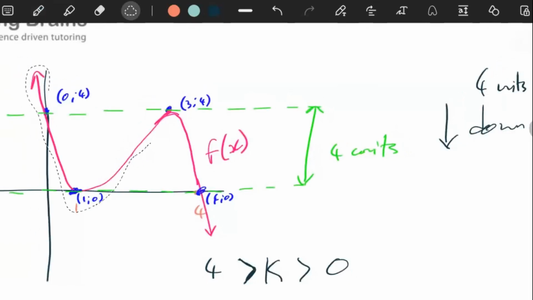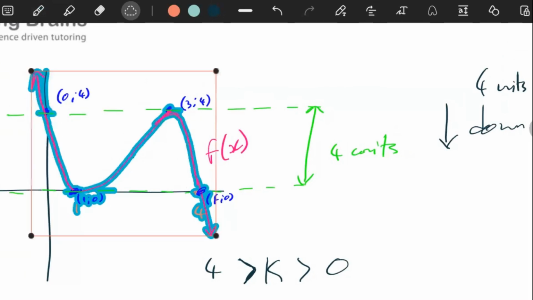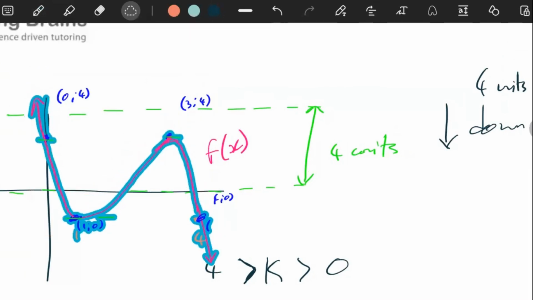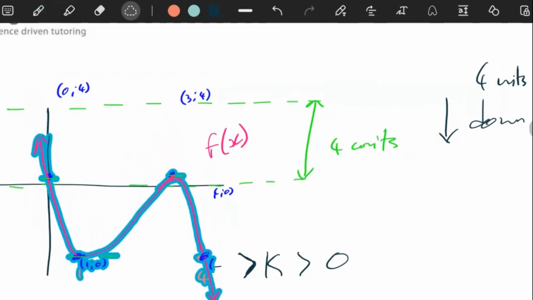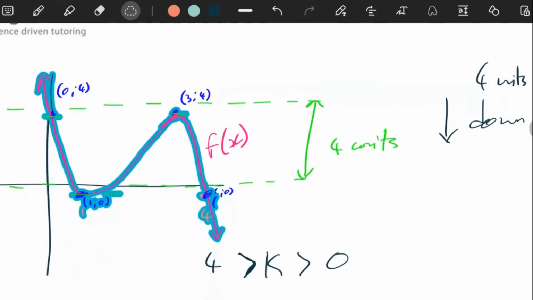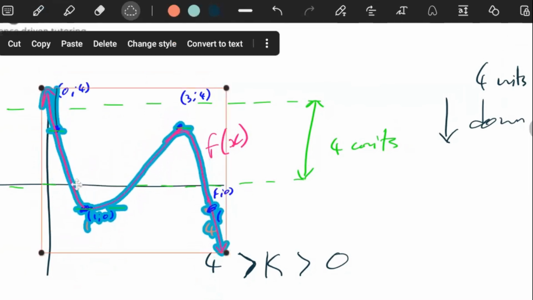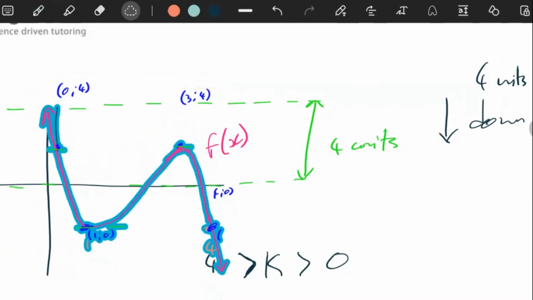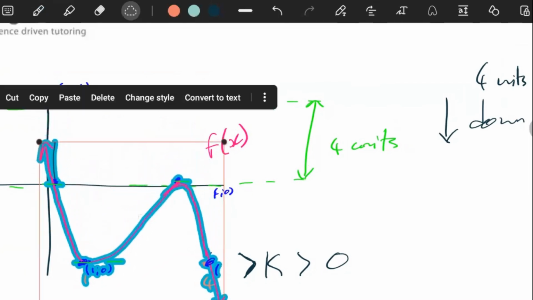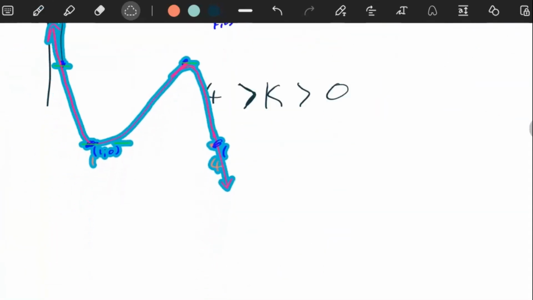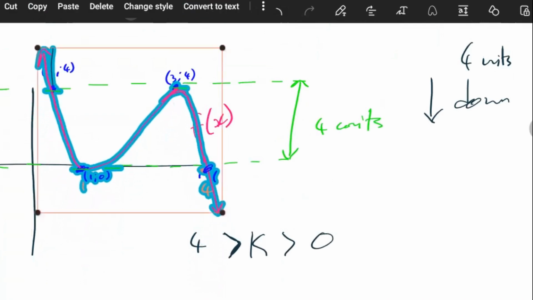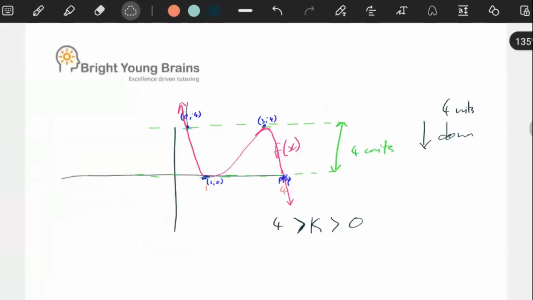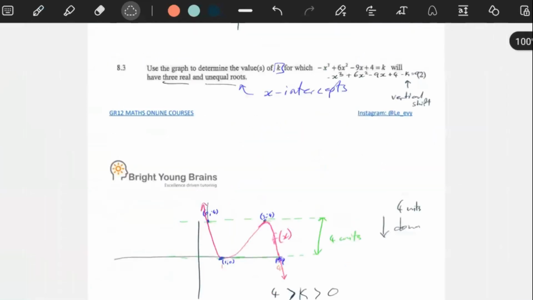Remember, we said the only scenario where this graph has 3 x-intercepts is if you move it downwards. You can only move it just before 4 units downwards. It will always be having 3 x-intercepts. You see, if you move it downwards, it has 1, 2, 3 x-intercepts. The moment it gets anything more than 4 units, it's only going to have 2 x-intercepts first, and then eventually only 1. So our sweet spot is only between 0 and 4. So that's your answer for this question.